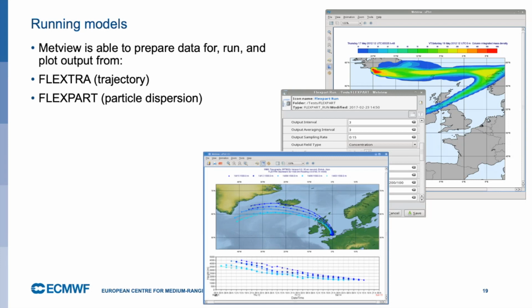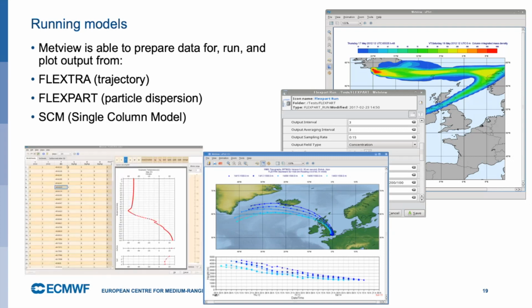The FlexPart, the particle dispersion model, is another one that we did, so it's quite similar. We have this thing internally called the single column model. It's used as one of the training courses that research do, where they use this to show what happens just at a single grid point. And they wanted to use Metview to be able to adjust profile curves and pass different data to this model and then plot the output.